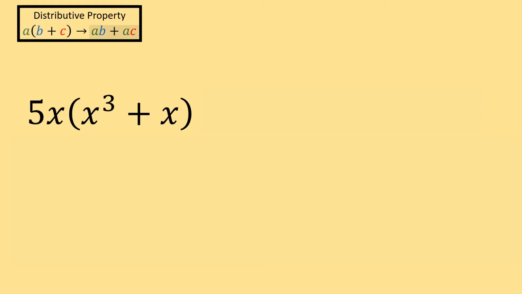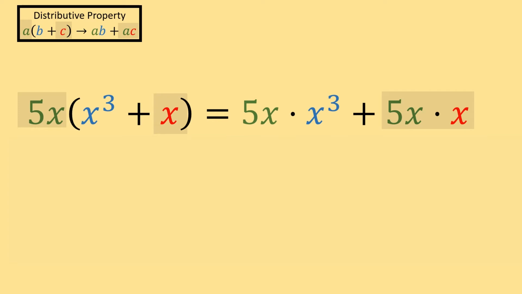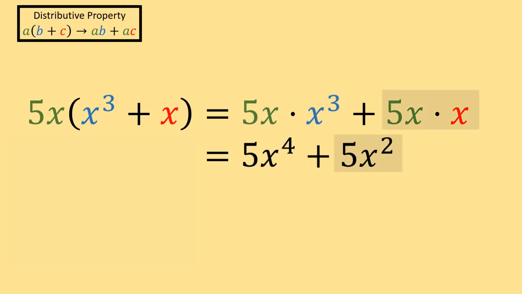Within this example, we can think of this 5x on the outside as our a, the x to the third power as our b, and this x to the first power as our c, and then we can just use the distributive property to get 5x times x to the third plus 5x times x. Then we multiply each of those terms together to get 5x to the fourth plus 5x to the second. This is a small review of the distributive property with an easy example. If you need more of a review with the distributive property, check out this video here.